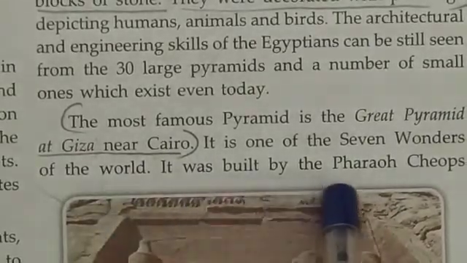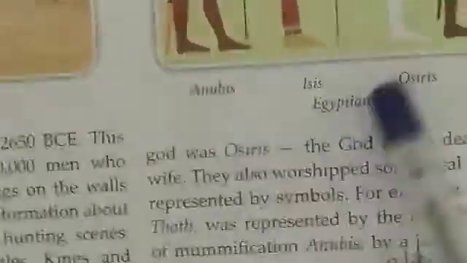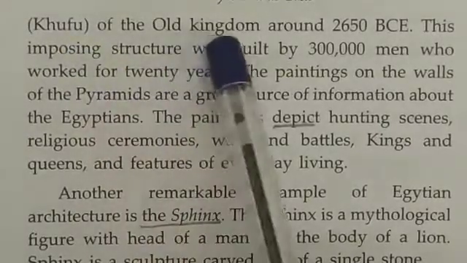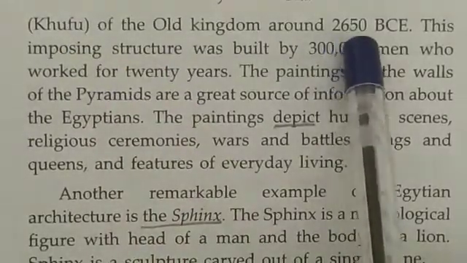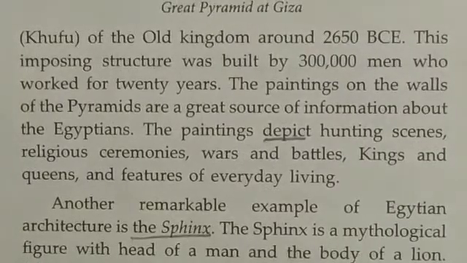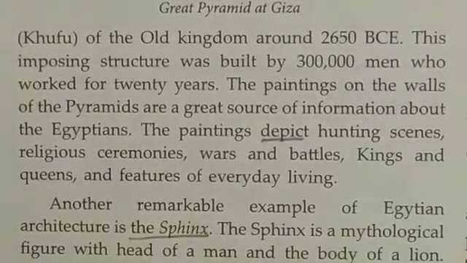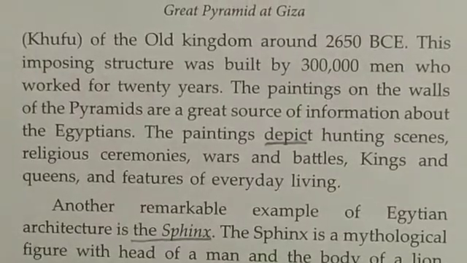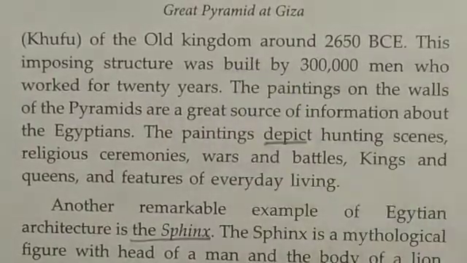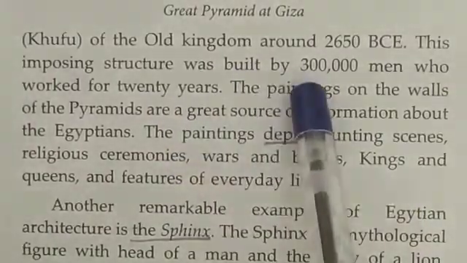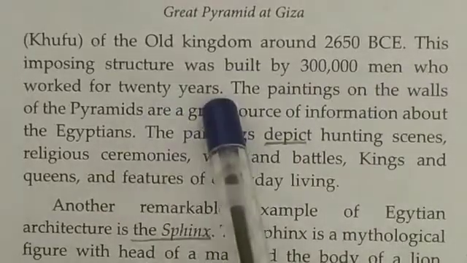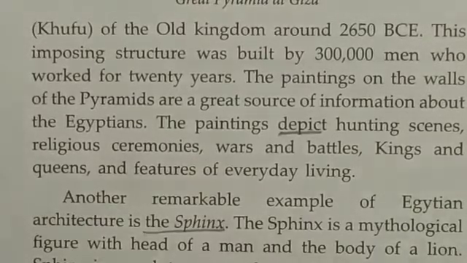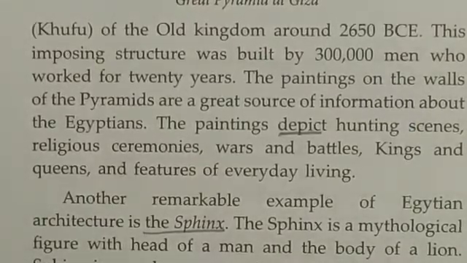It was built by the pharaoh Cheops, Khufu of the Old Kingdom, around 2650 BCE. So this great pyramid was built by an Egyptian king, pharaoh Cheops, who belonged to the Old Kingdom. This imposing structure was built by 3 lakh men who worked for 20 years. The pyramid was so huge that around 3 lakh men had to work for 20 years to build it.